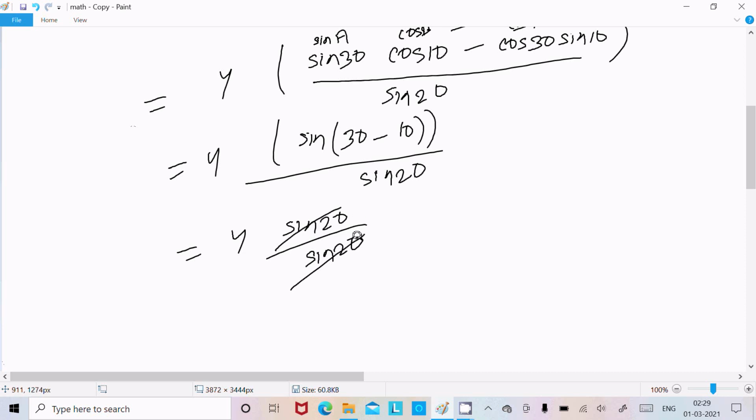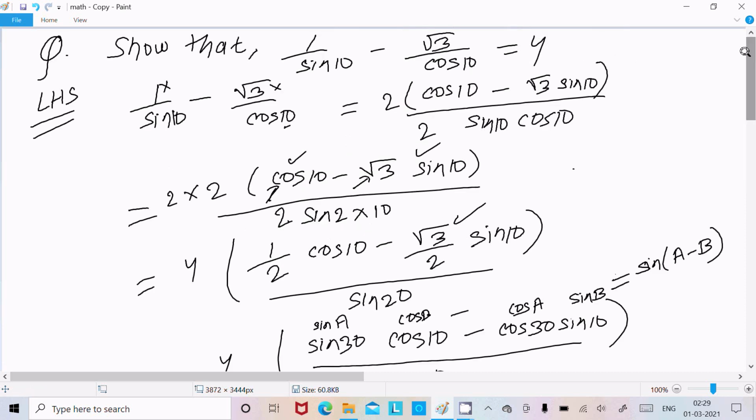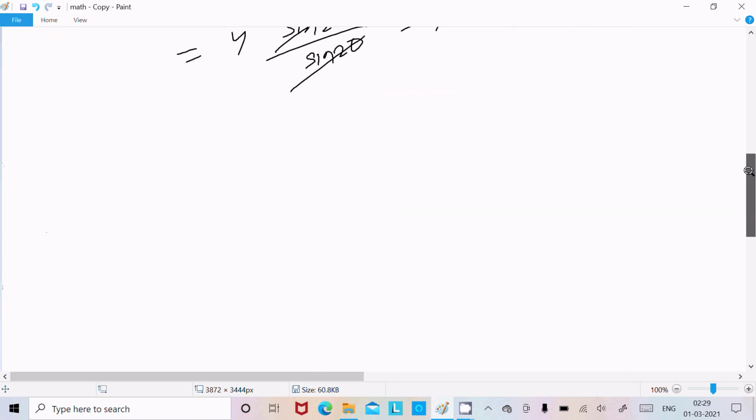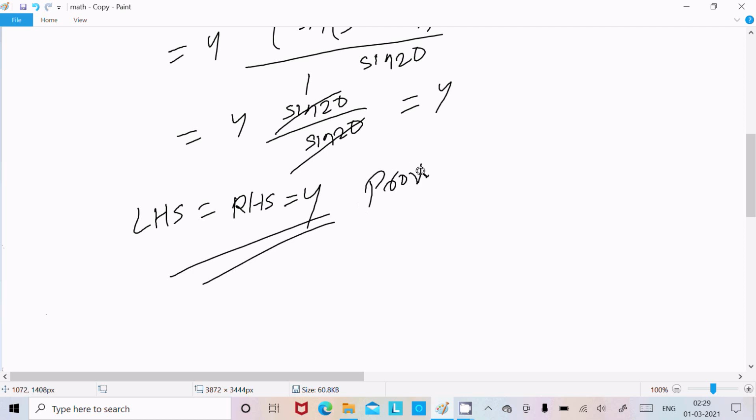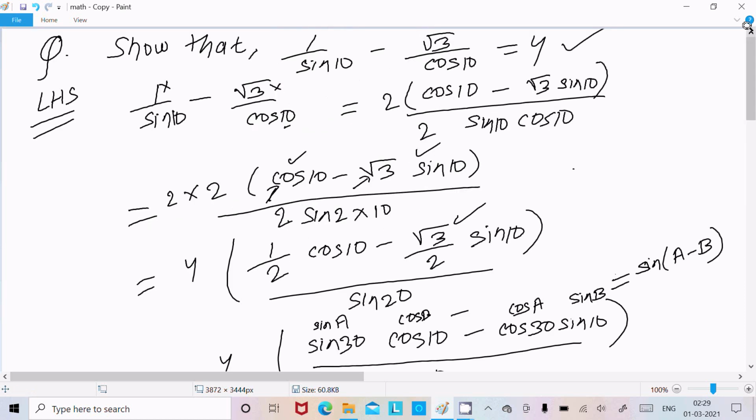Sin 20 cancels, here 1 comes, 4 into 1, that is 4. So here our intention is to prove 4. So finally 4 comes. Now write LHS equal to RHS equal to 4. Proved. So this is the way we can solve this kind of question.